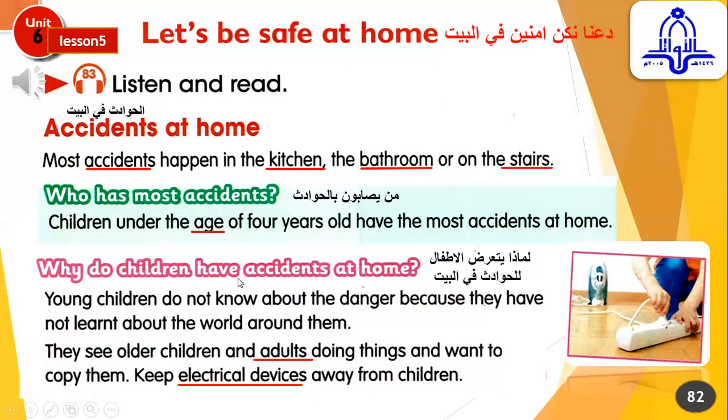Why do children have accidents at home? Young children do not know about the danger because they have not learnt about the world around them. They see older children and adults doing things and want to copy them. Keep electrical devices away from children.